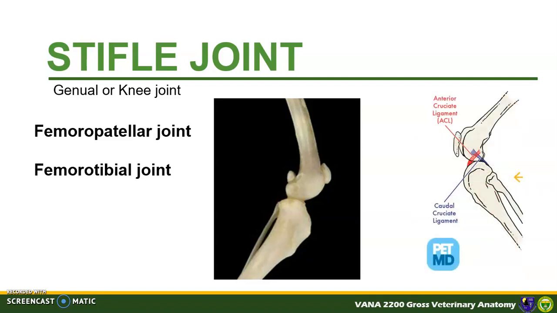Interestingly, this joint has ligaments called cruciate ligaments. The cranial cruciate ligament arises from the caudolateral femur and inserts cranially on the tibia. This prevents the cranial movement of the tibia. On the other hand, the caudal cruciate ligament arises from the craniomedial femur and inserts caudally on the tibia. It prevents caudal movement of the tibia.